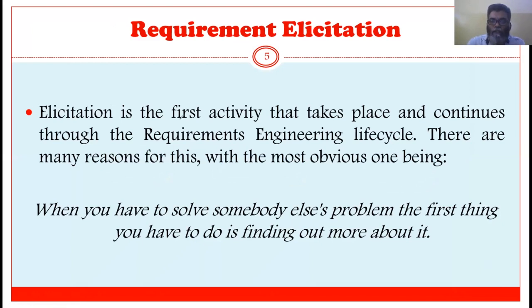Elicitation is the first activity that takes place and continues through the requirement engineering life cycle. There are many reasons for this. One of the most obvious reasons is that when you have to solve somebody else's problem, the first thing you have to do is find out more about it. That means when you get a problem, you need to analyze more about the problem and what are the different solutions which we are able to get. And the purpose of requirement elicitation is to gain the knowledge that is relevant to the problem, which can be used to produce a formal specification of the software needed to solve the problem.